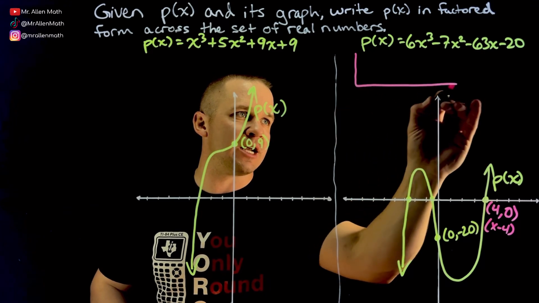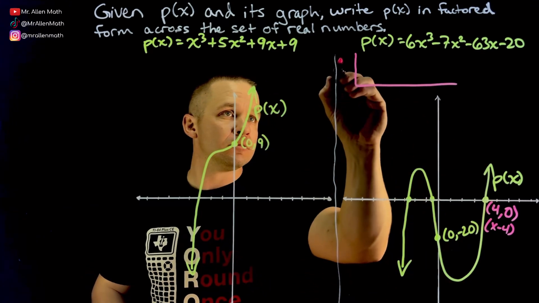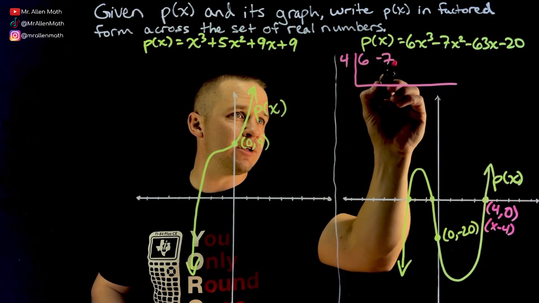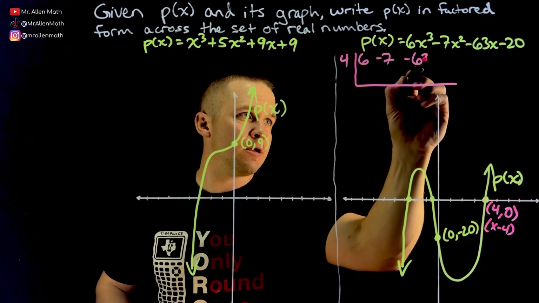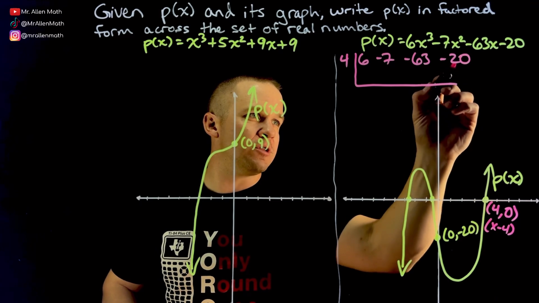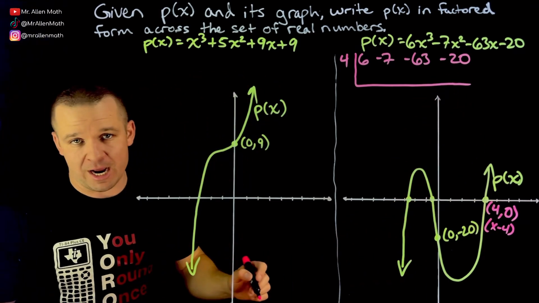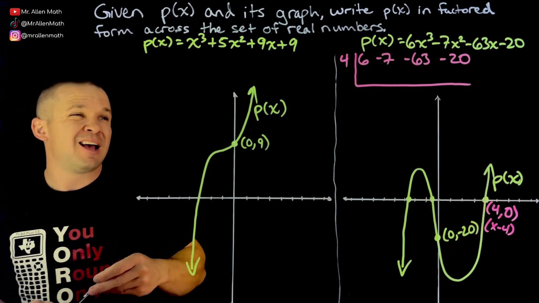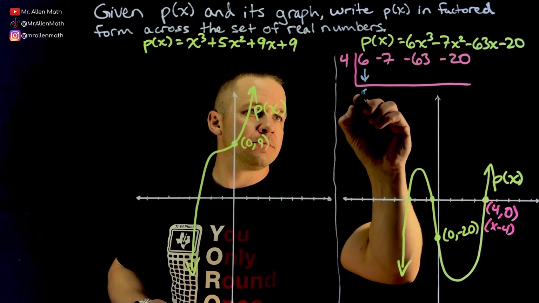So I'm going to set up the synthetic division. 4 is going to be chilling up here. Then I have 6, negative 7, negative 63, and negative 20. You can also do this with long division, but why? Synthetic division, much cleaner, easier. Love it. So we'll drop the 6.